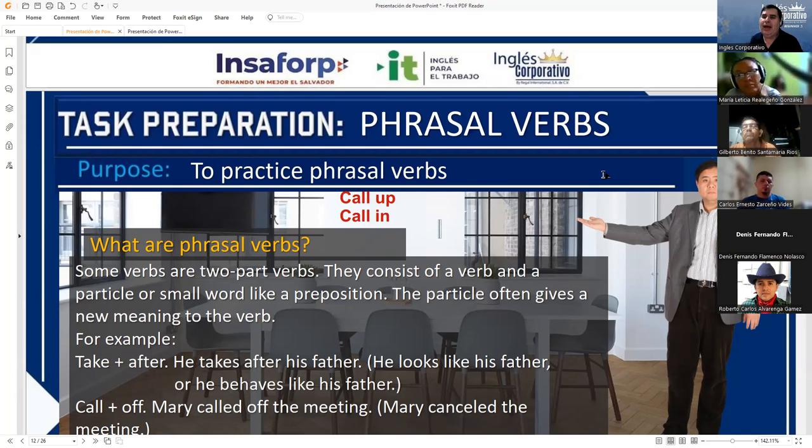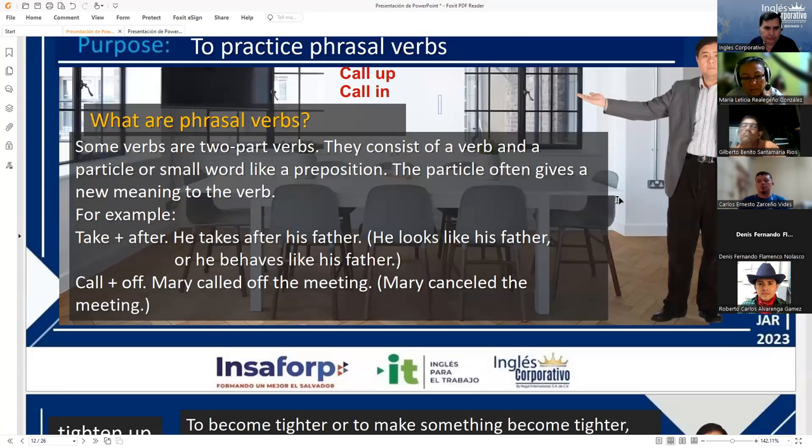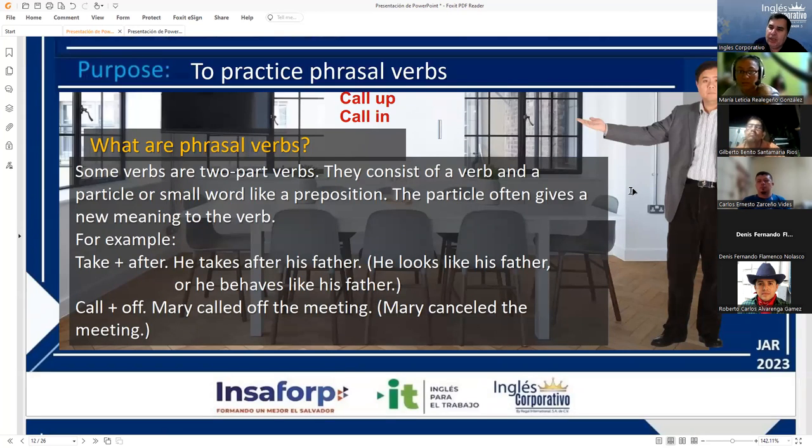Or call out. What's the meaning of call out? Shout. Maria, where are you? Right? Call out, holler, okay? So they have different meanings. Pick up, lift from the ground. Pick out, select.